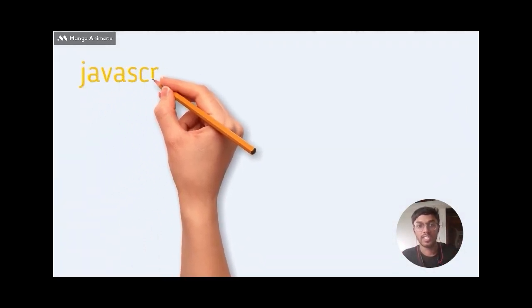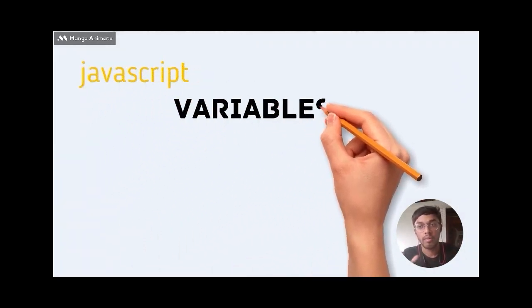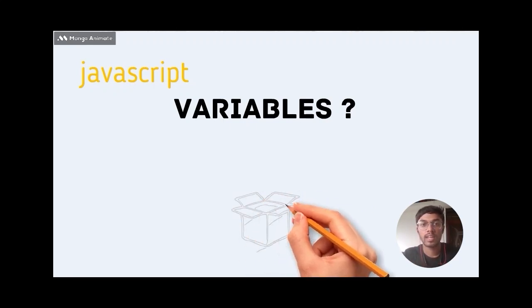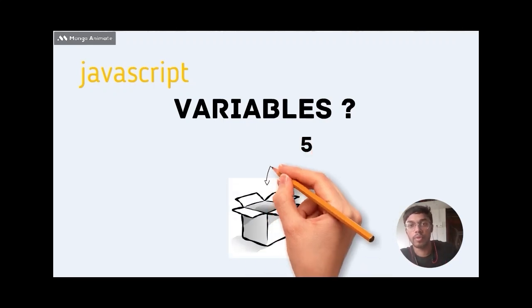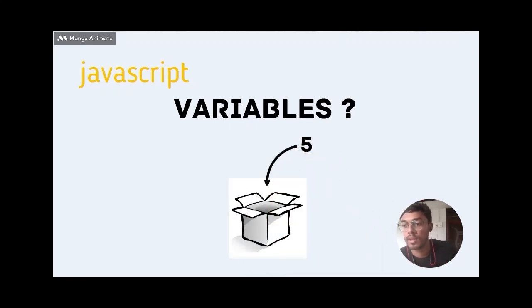So hi everyone. In this video we are going to discuss JavaScript variables. Variables are basically just like a container in which we can store values. It's like a thing in which we can store something. Something means, in coding language, we can store the value of the variable. That is the use of a variable.